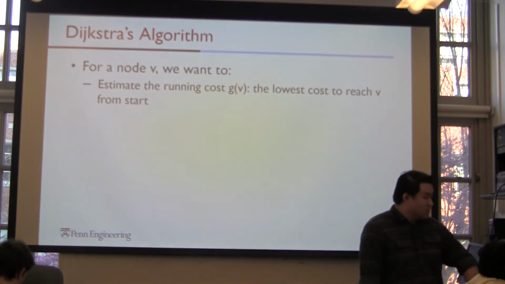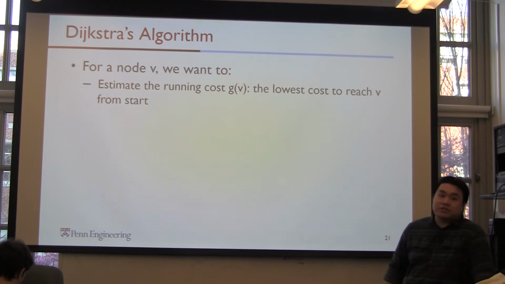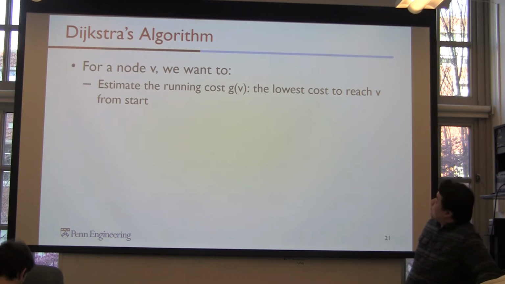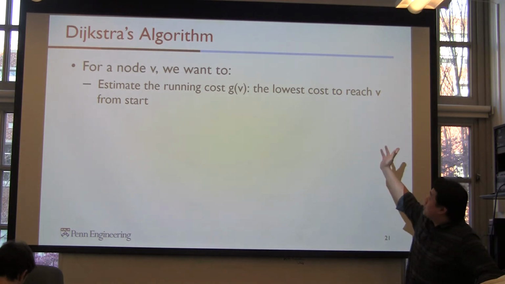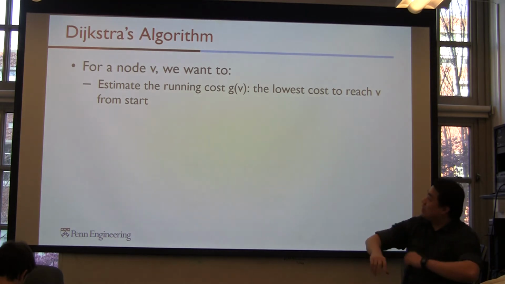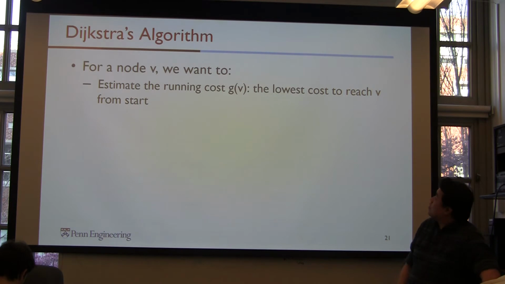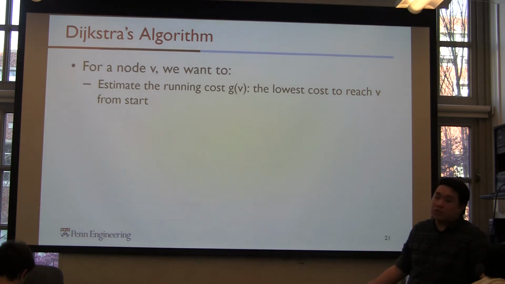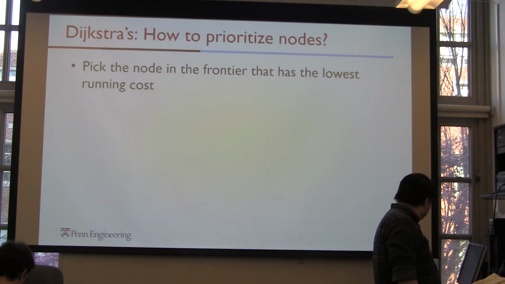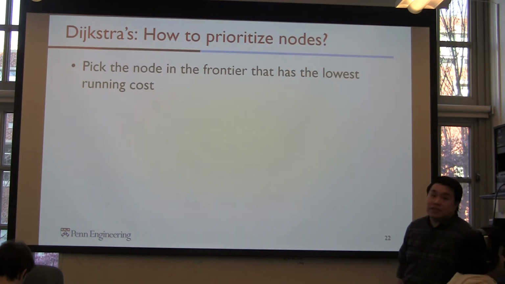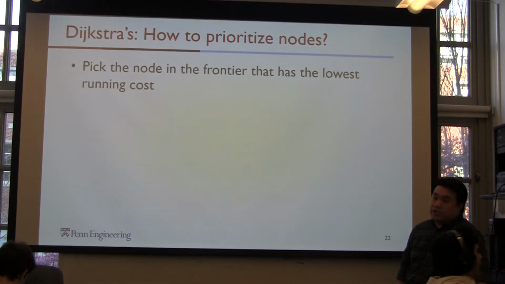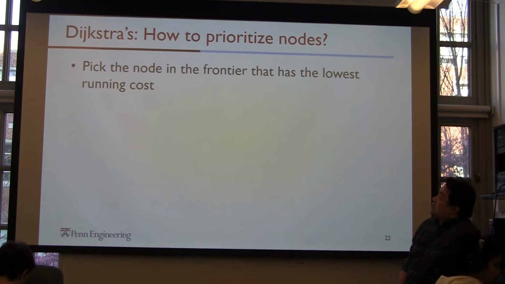All right, Dijkstra's. This is just going to be a review. Please point out if there are any mistakes that I made in the slides. For Dijkstra, we have this concept of running cost. Basically, it's the lowest cost to reach a given vertex V. For a given vertex V, you have a running cost, which is the lowest cost to get to that vertex from the start node. The way that Dijkstra prioritizes the next node to pick is to pick the node in the frontier, or your unexplored set, that has the lowest running cost.